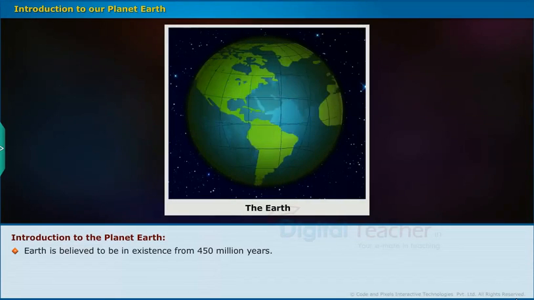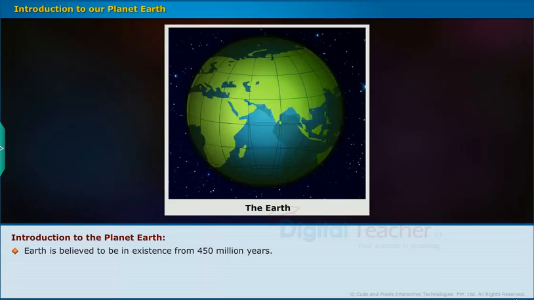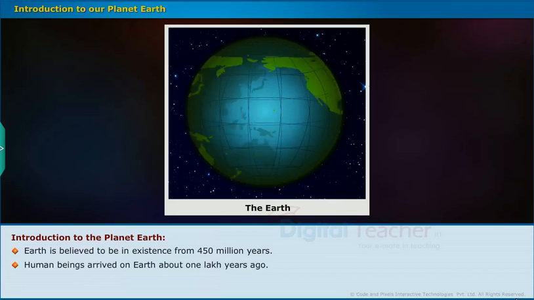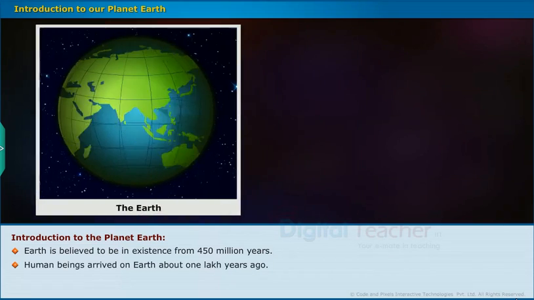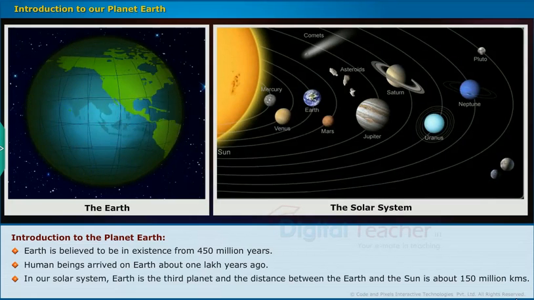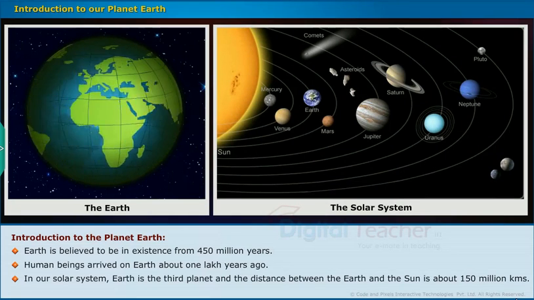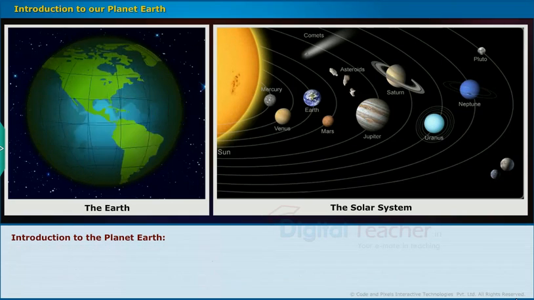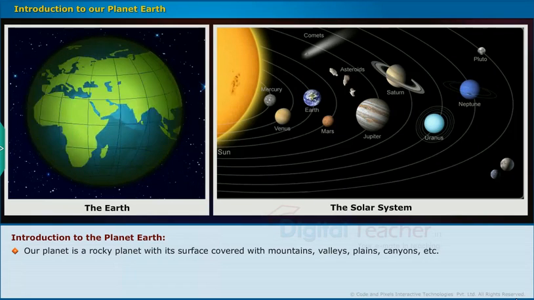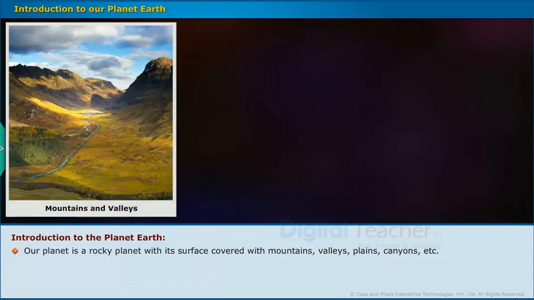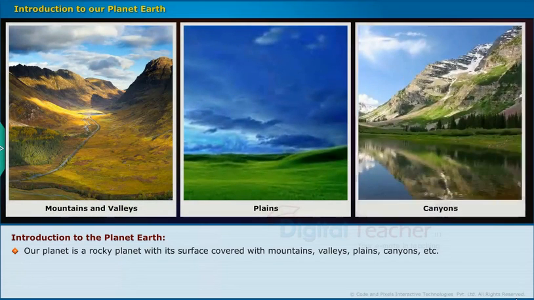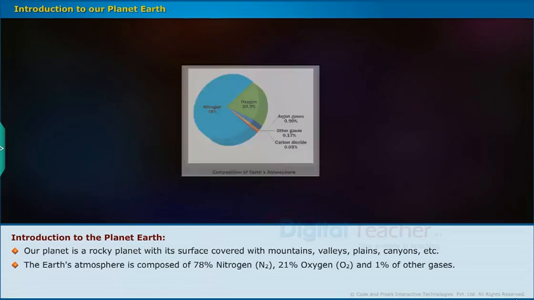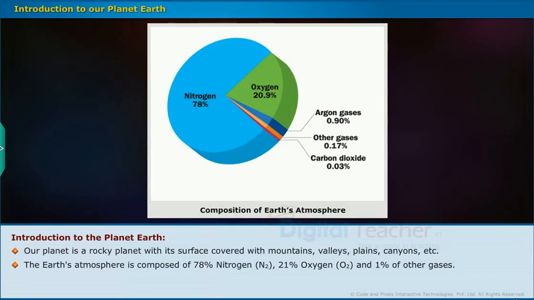Earth is believed to be in existence from 450 million years. Human beings arrived on Earth about 1 lakh years ago. In our solar system, Earth is the third planet, and the distance between the Earth and the Sun is about 150 million kilometers. Our planet is a rocky planet with its surface covered with mountains, valleys, plains, canyons, etc. The Earth's atmosphere is composed of 78% nitrogen N2, 21% oxygen O2, and 1% of other gases.